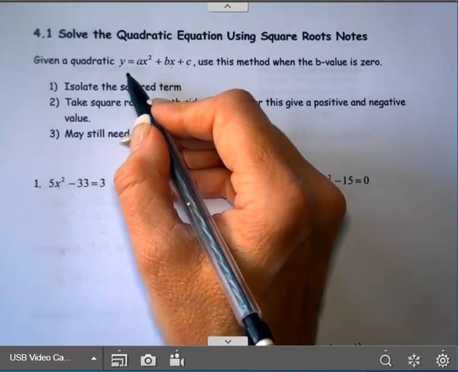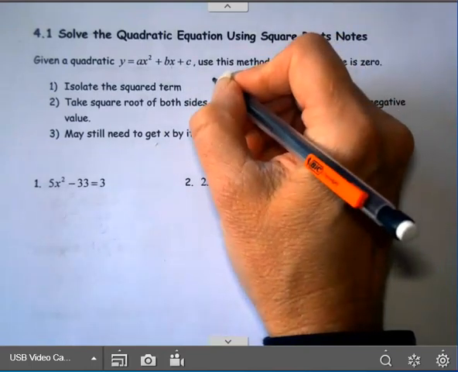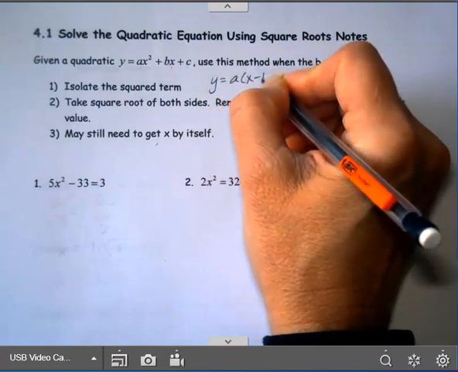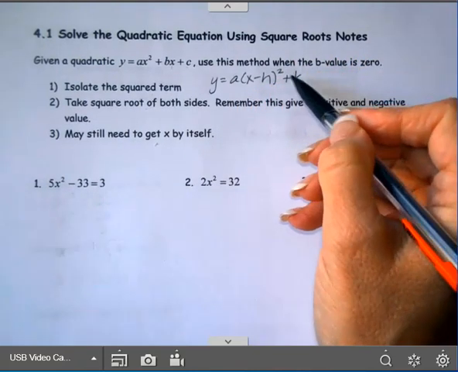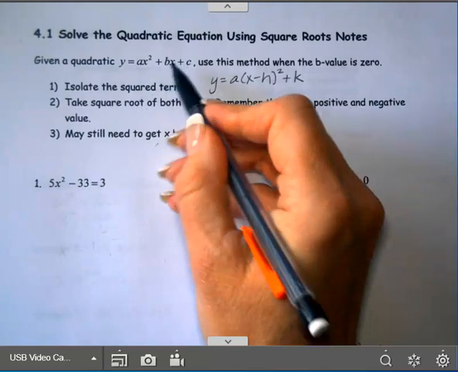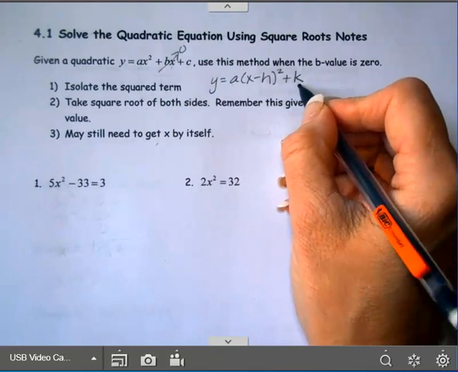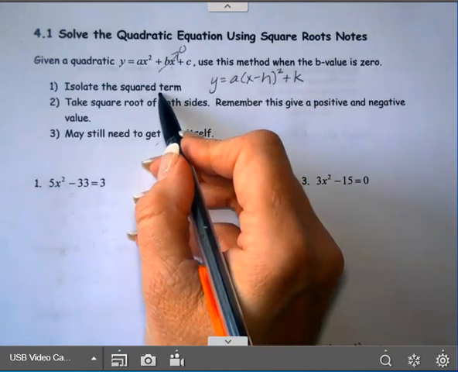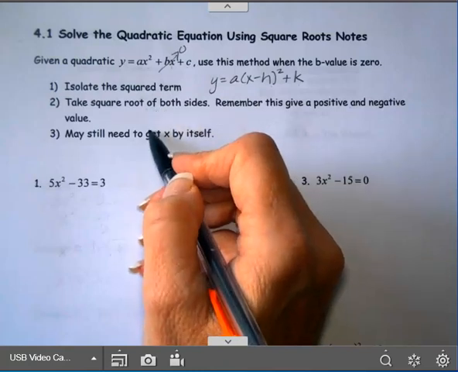and then take the square root. If you don't have it in this form, you still might be able to solve it if you have it in the form y equals a(x minus h) squared plus k. You can also solve it this way. You'll just need to move the k to the other side, divide by a, and then you can take the square root. So as long as your b term is 0, or you have it in this form where you just have a squared quantity and a number, you'll be able to isolate your squared term, take the square root of both sides, and then you may still need to get x by itself.